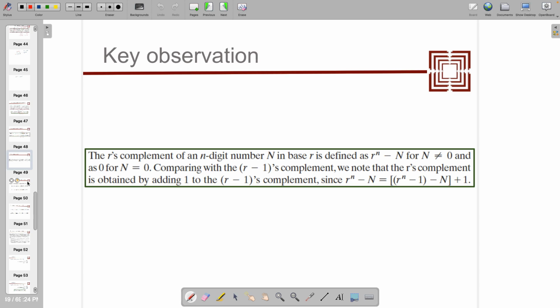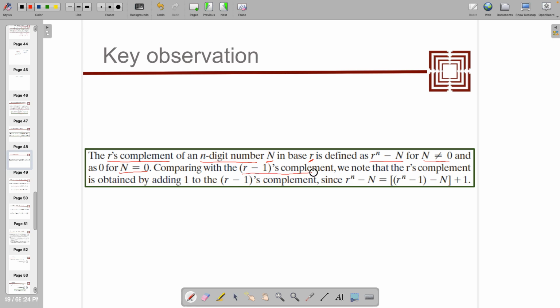Okay, now let us make a key observation, because we are still interested in finding out 2's complement or r's complement. We learn this for the intermediate stage, and we are going to use it somewhere else. So, the observation is that the r's complement of an n-digit number N in base r is defined as r raised to n minus N, for N not equal to 0. If N equals 0, then it is directly 0, there is no problem.